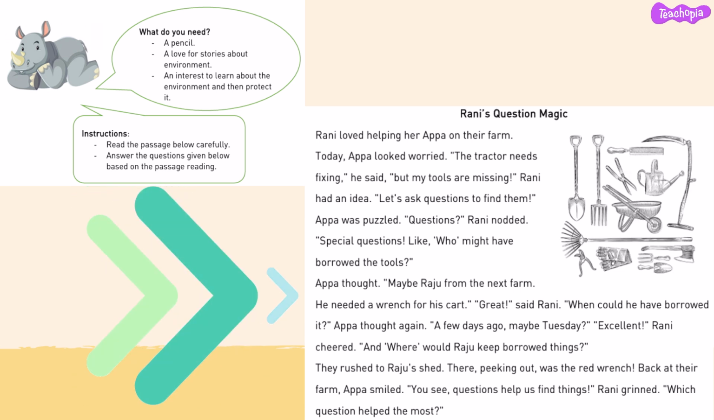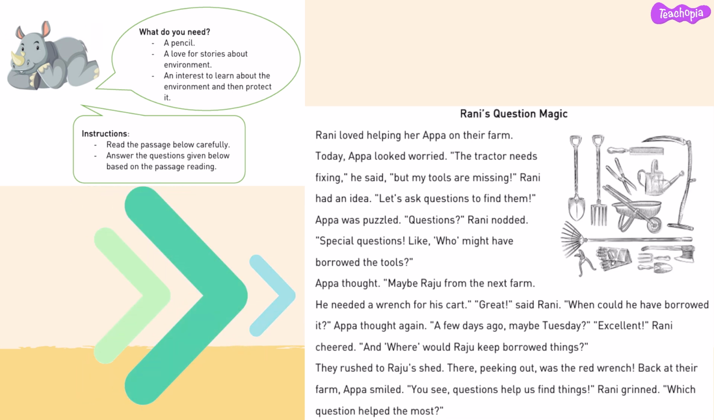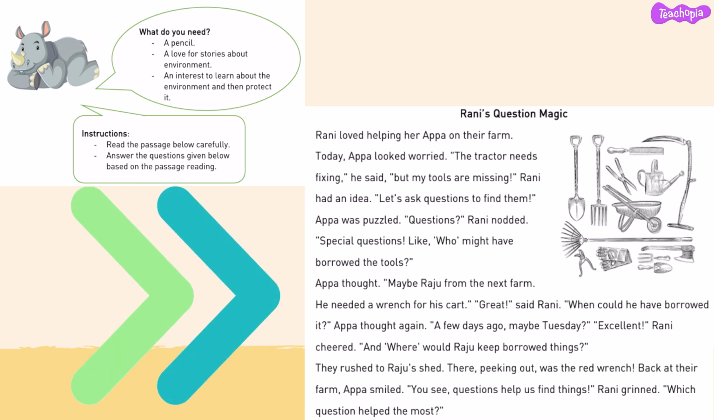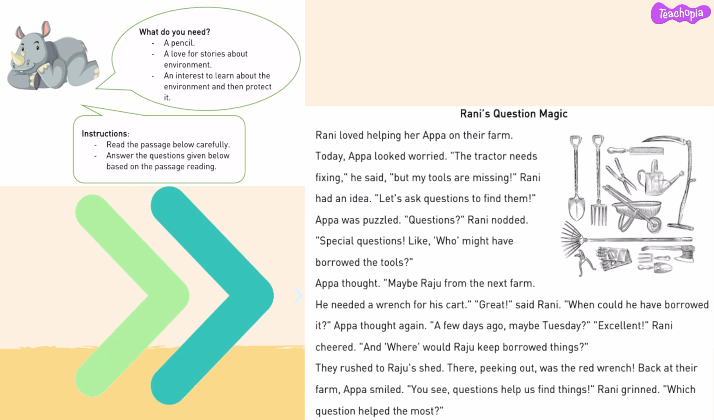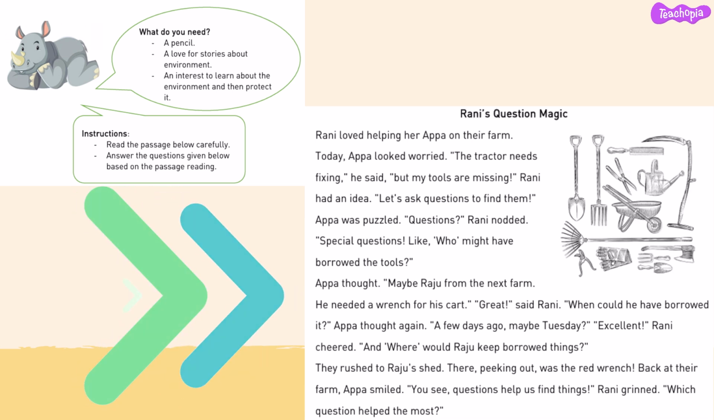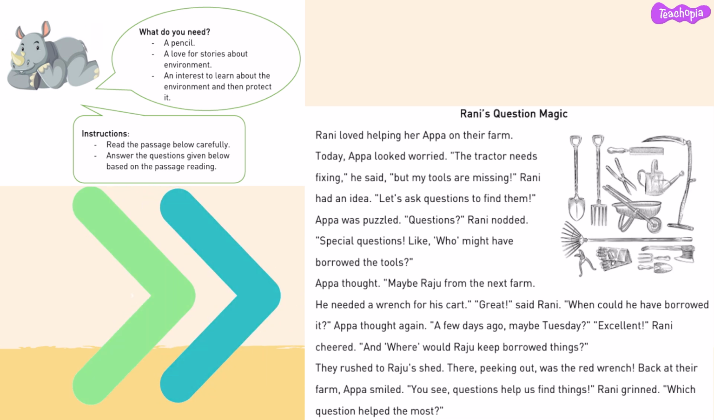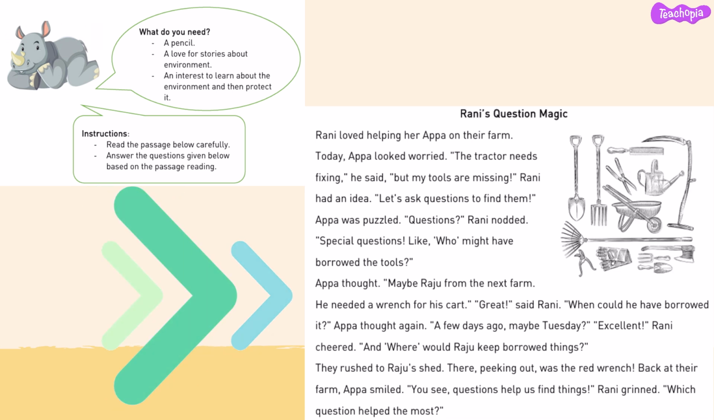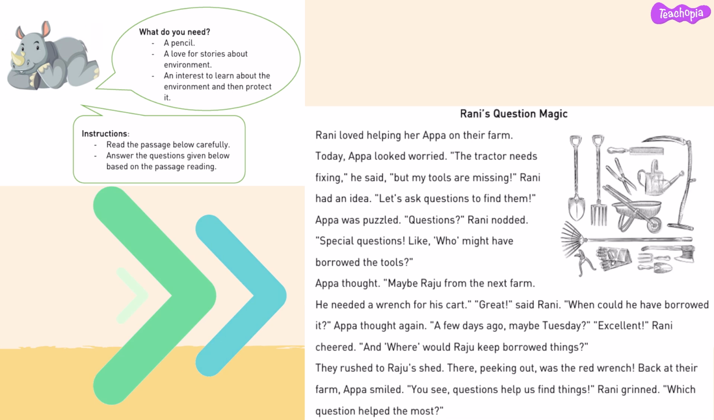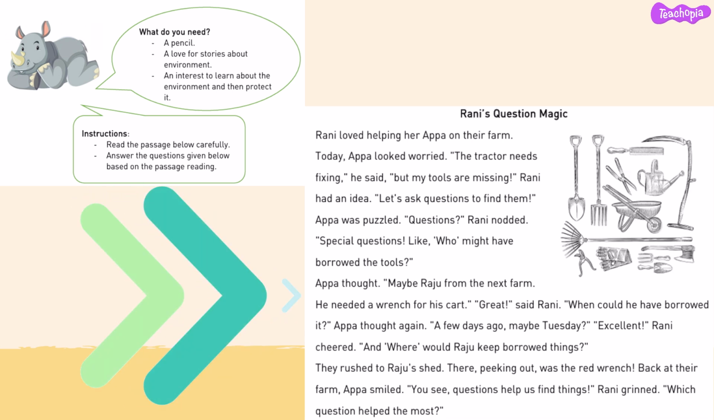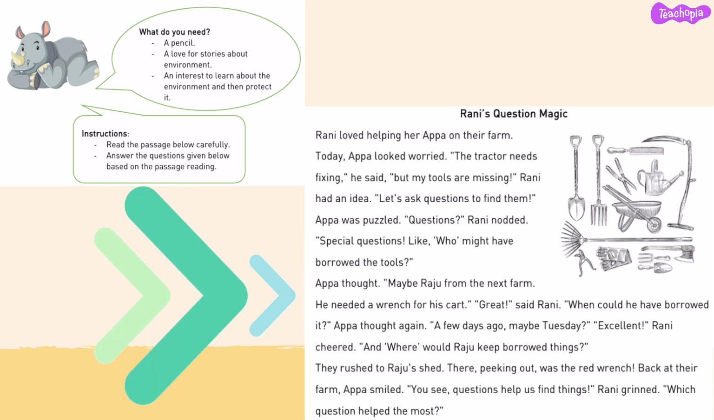He needed a wrench for his cart. Great, said Rani. When could he have borrowed it? Appa thought again. A few days ago, maybe Tuesday. Excellent, Rani cheered. And where would Raju keep borrowed things? They rushed to Raju's shed. There, peeking out, was the red wrench. Back at their farm, Appa smiled. You see, questions helped us find things. Rani grinned. Which question helped the most?